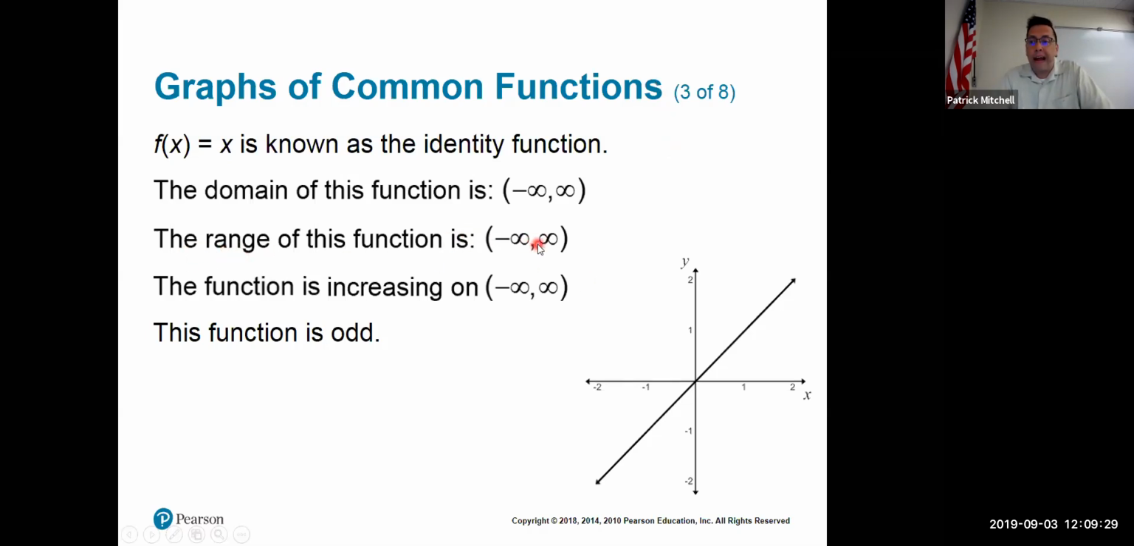And the same thing for the range. If you squash it onto the y-axis, you hit the whole y-axis. And this is an odd function because it has origin symmetry. If you take the right side of the graph and rotate it 180 degrees, that looks just like the left side. Really briefly, what increasing means is just rising from left to right. As you go from left to right, the graph is going up. If the graph were going down from left to right, that would be called decreasing, and we will see examples of that.